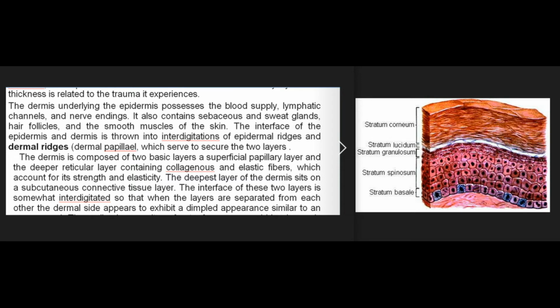The dermis underlying the epidermis possesses the blood supply, lymphatic channels, and nerve endings. It also contains sebaceous and sweat glands, hair follicles, and the smooth muscles of the skin. The interface of the epidermis and dermis is thrown into interdigitations of epidermal ridges and dermal ridges, dermal papillae, which serve to secure the two layers.